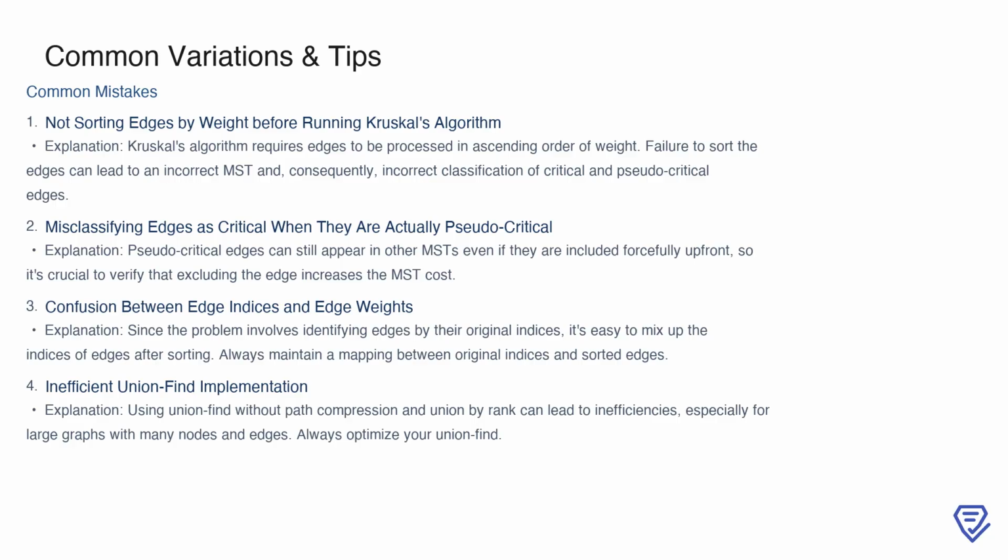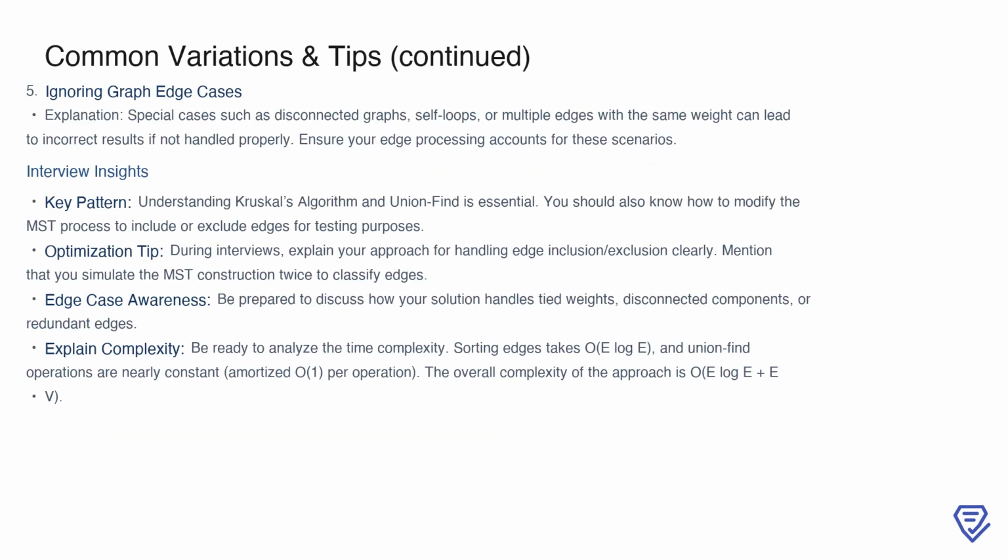Finally, using an inefficient union find implementation without path compression or union by rank can significantly slow down the algorithm, especially when working with large graphs. Optimizing union find is crucial for handling the constraints efficiently. Now, let's consider additional pitfalls and practical insights.